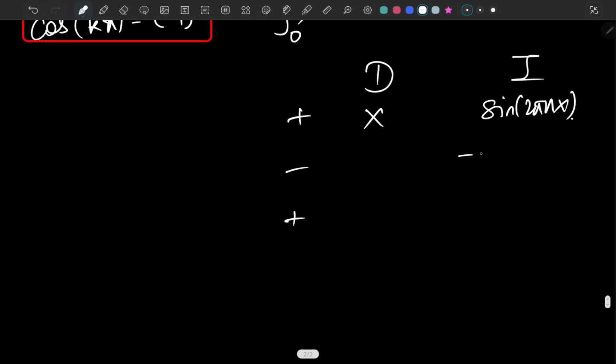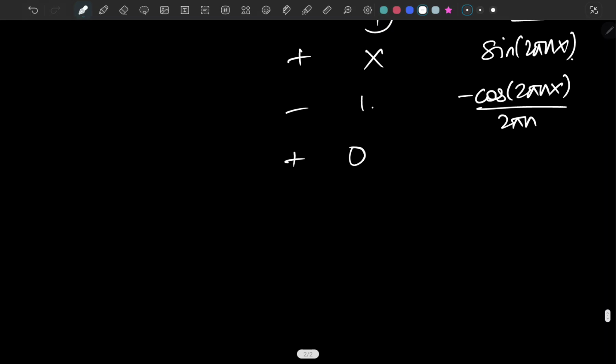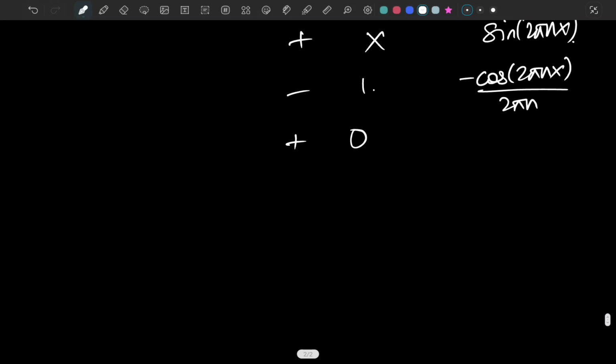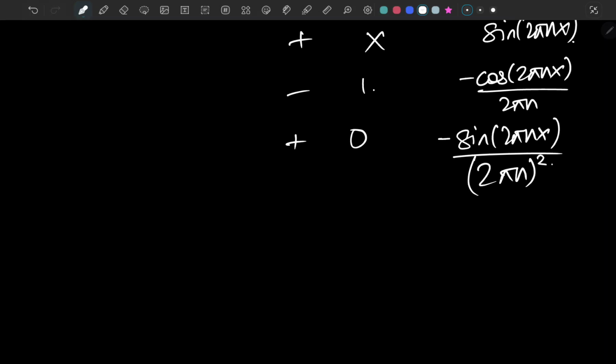So we know about the integral. It's cosine of 2 pi nx over 2 pi n, and it is 1. And again, if we further differentiate this, that's going to be 0, and if we integrate this, that's going to give us, well, the integral of cosine of x is sine of x, so that's going to be minus sine of 2 pi nx over 2 pi n whole squared.